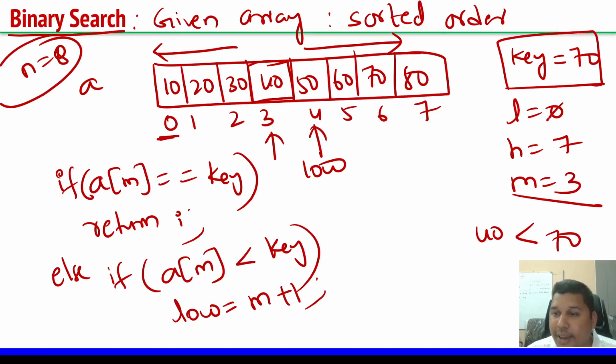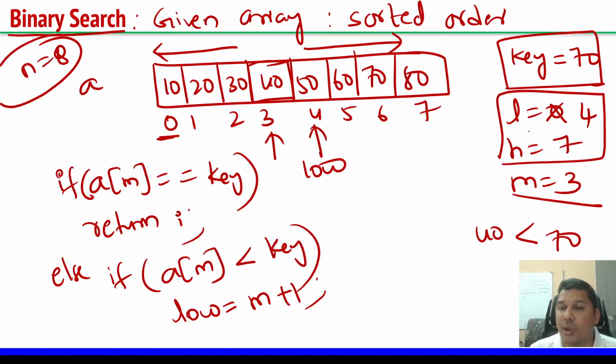Okay, so the low value changes to 4 and high value remains 7. Now what happened with this? With this one step, we are trying to focus only on this particular array.